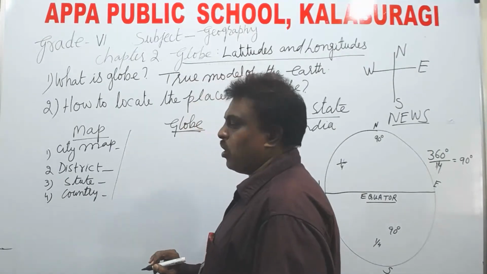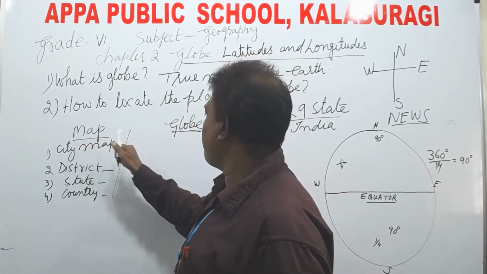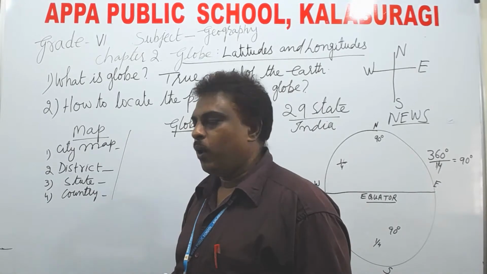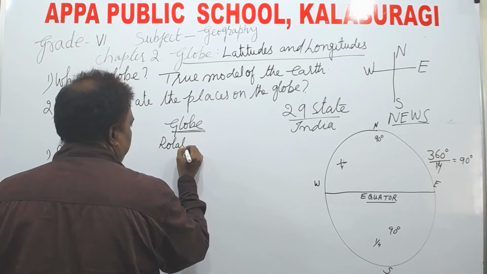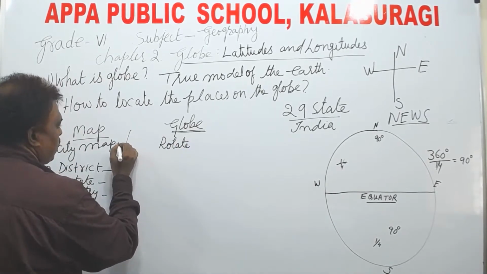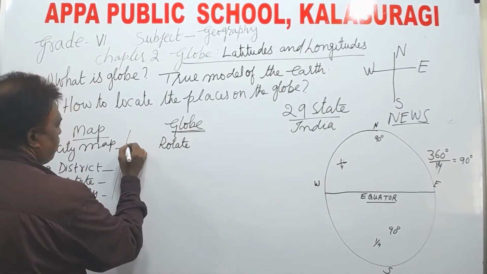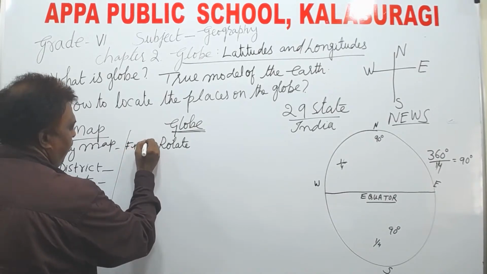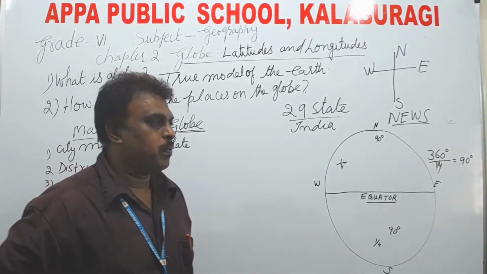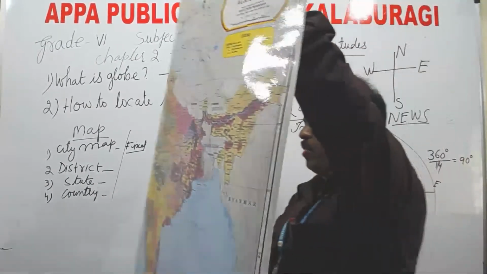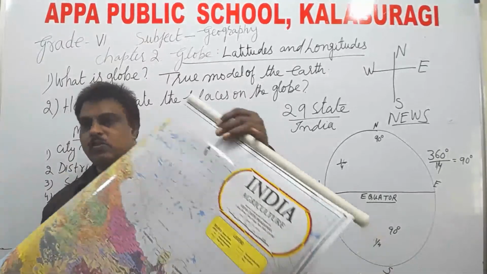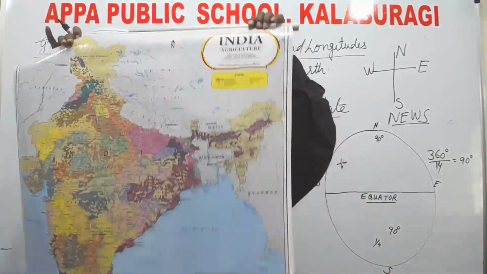What is the difference between map and globe? The globe can be rotated, but the map is fixed. Map, it will be fixed on certain areas. So this is the map of India.